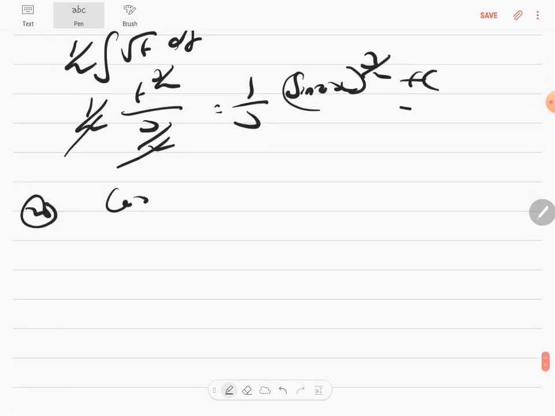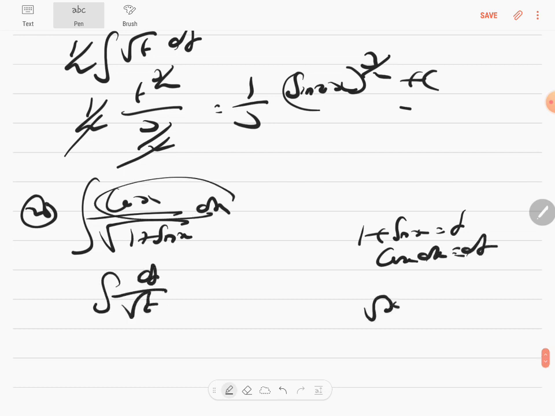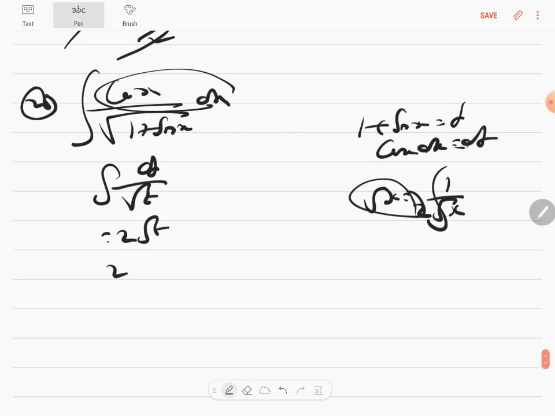28th question. Cos x by root of 1 plus sin x into dx. Taking 1 plus sin x as t, cos x dx becomes dt. So the integral becomes dt by root t. I told you root x differentiation is 1 by 2 root x, so the integral of 1 by root x is 2 root x. So it's 2 root t. So 2 into root of 1 plus sin x plus c.